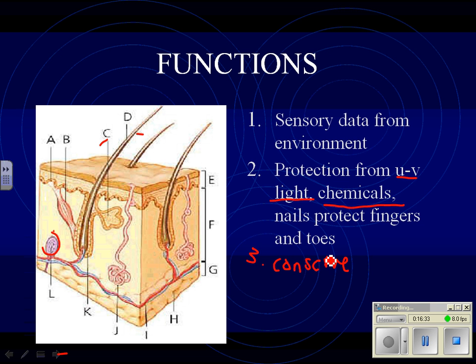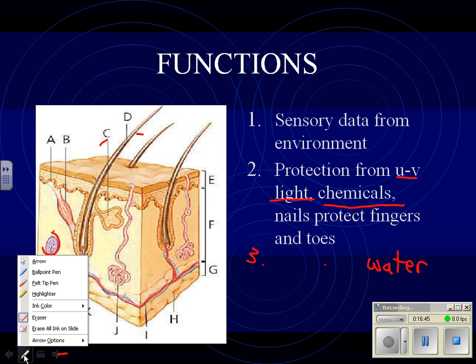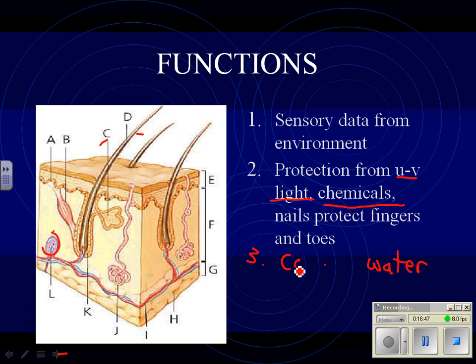One thing I did not put on here, and probably the most important function of skin, is to conserve water. Let me write that word conserve again. To conserve water. That ends the presentation. Sorry.